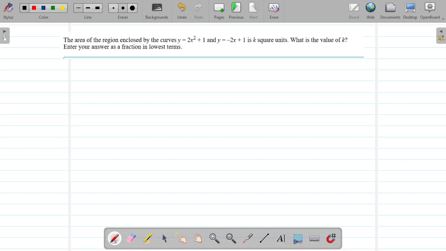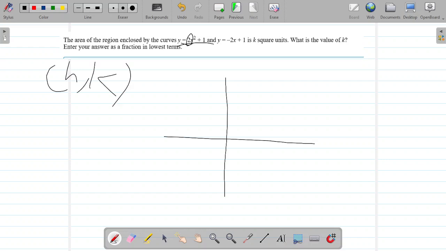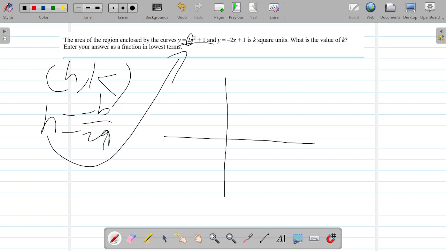So what do we have? We have y equals x squared plus 1 and y equals negative 2x plus 1. So let's draw the coordinate plane. First of all, let's find the quadratic and see what it looks like. A is positive, so it's going to open up like this. And we need to know the vertex. The vertex is (h, k), right? h is equal to negative b over 2a, and then you substitute it in here to get k.